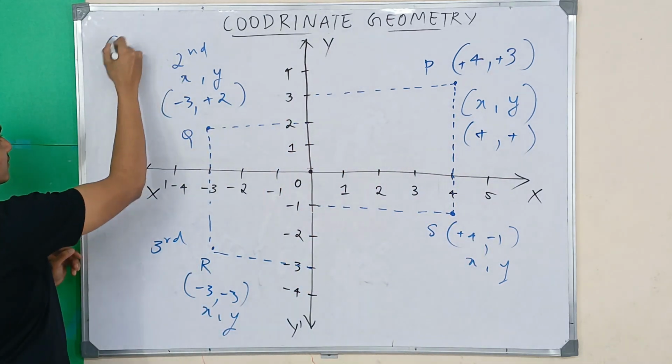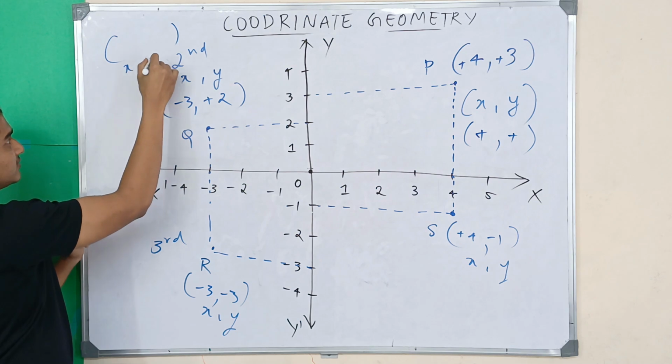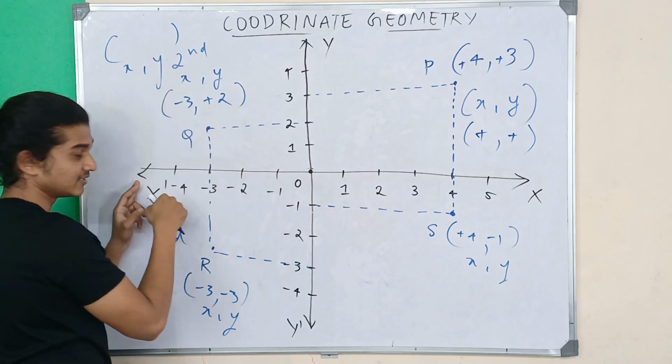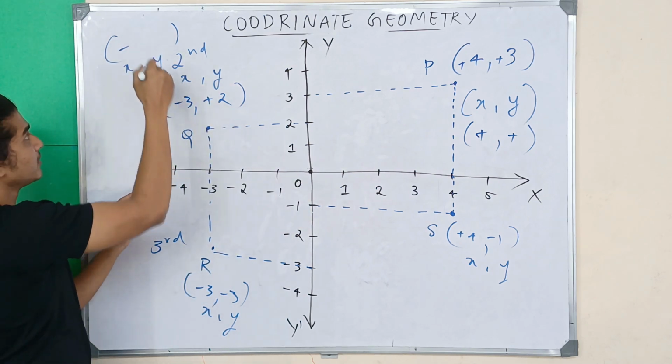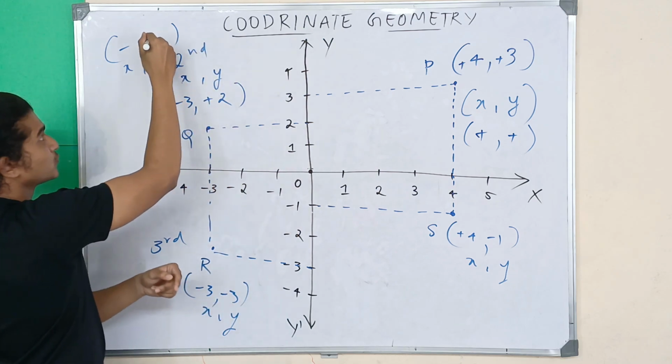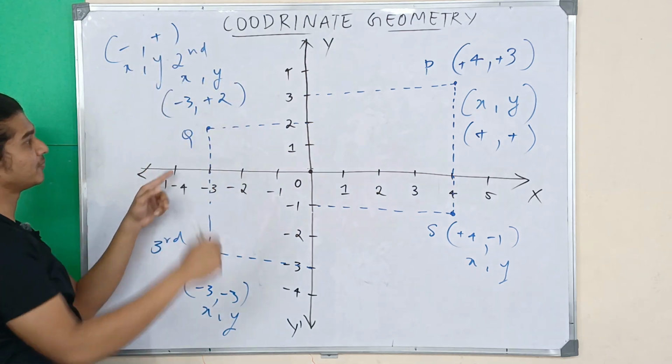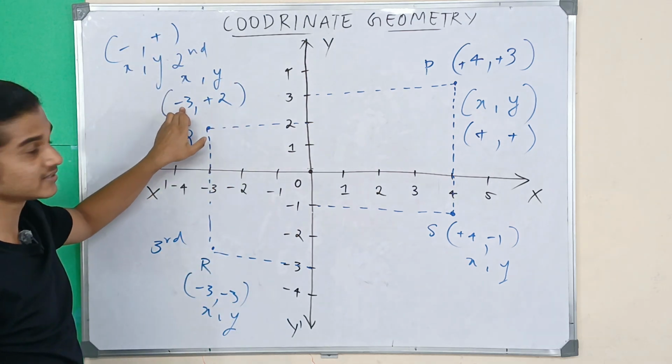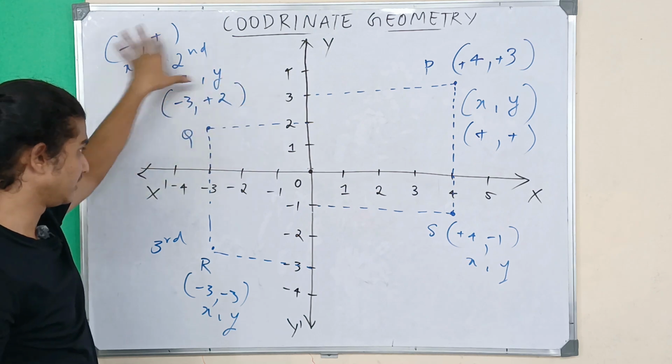Whereas in the second quadrant, the sign is going to be, so this is x, this is y. Anything which is on the x is taken as negative, so this is going to be negative. Whereas anything on y is taken as positive, so the y is going to be positive. So that's why we got -3, +2 in this quadrant.